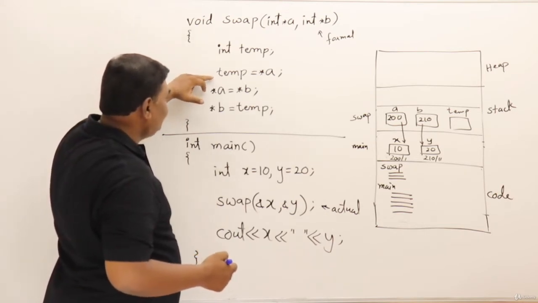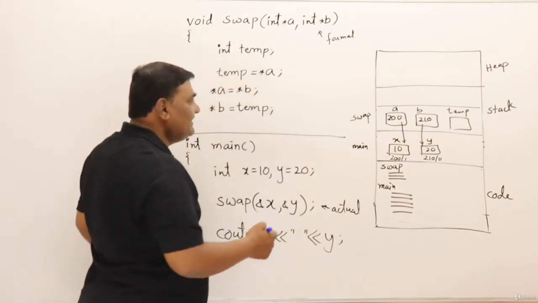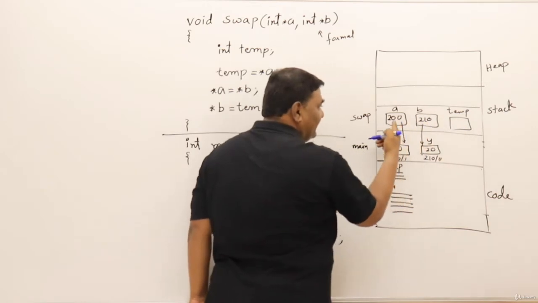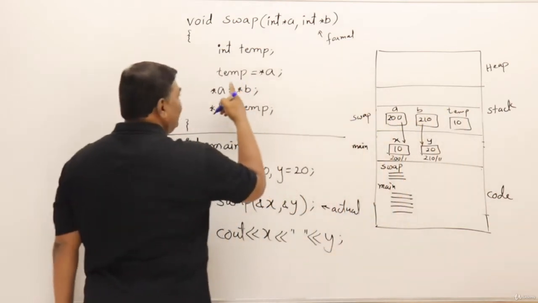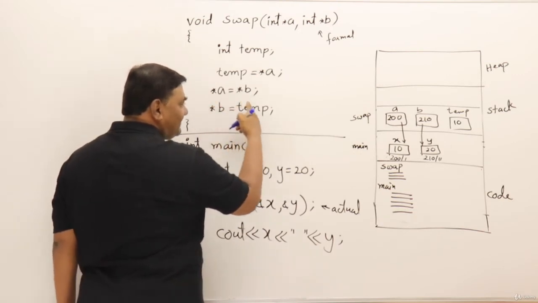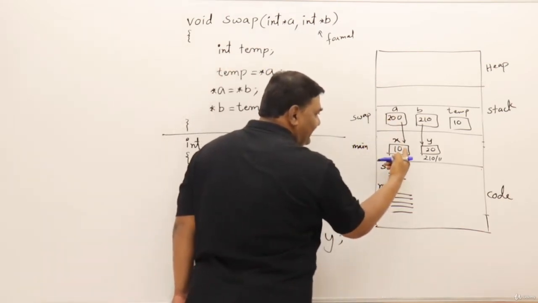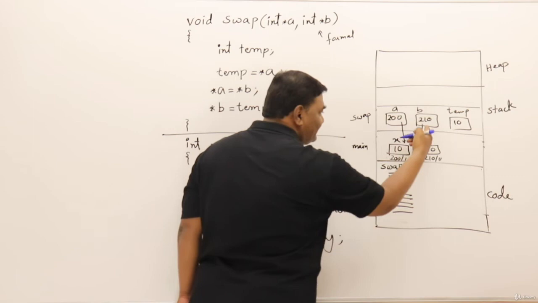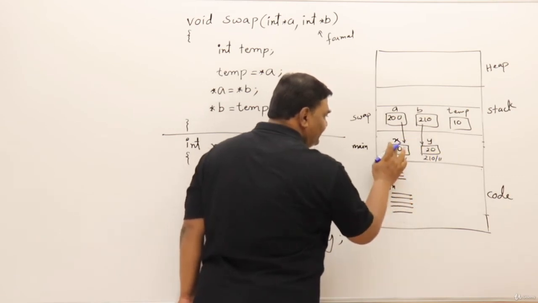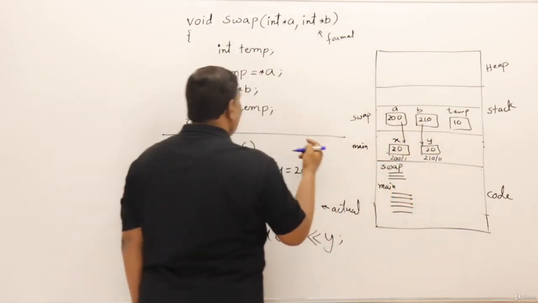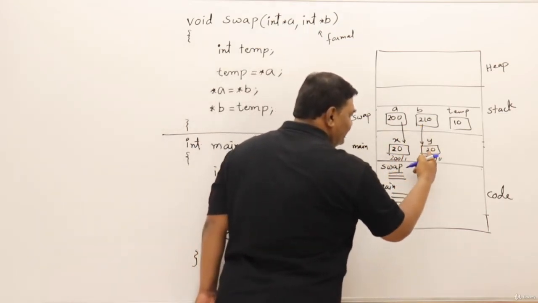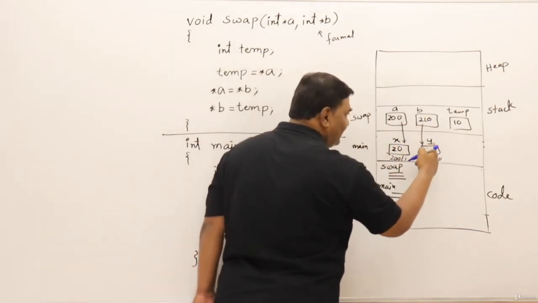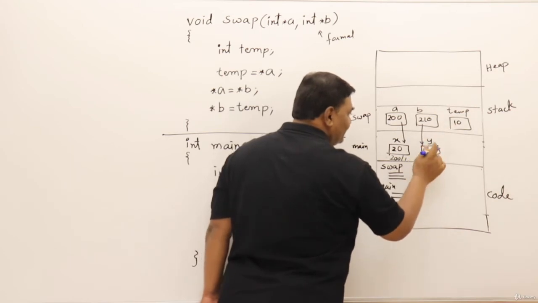See, the first line is temp assign star A. In temp, star A is 200, star A is 10 is copied here. Then star A assigns star B. Star A means asterisk A. Here asterisk B is copied. So that is 20. So this becomes 20. Then star B assigned temp. Asterisk B assigned temp. So this is star B. This is B and this is star B. So temp is copied here.